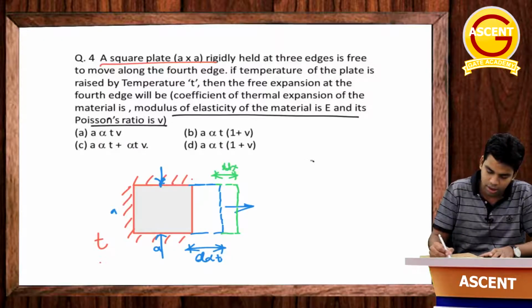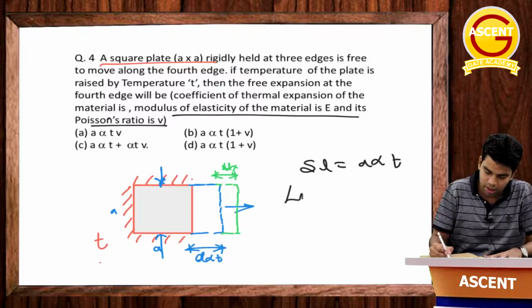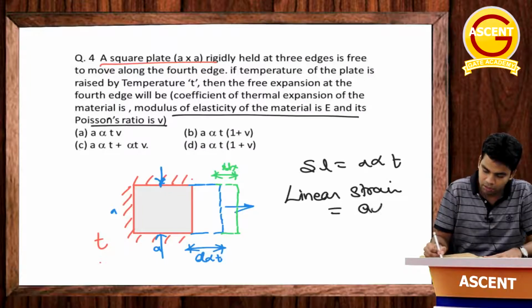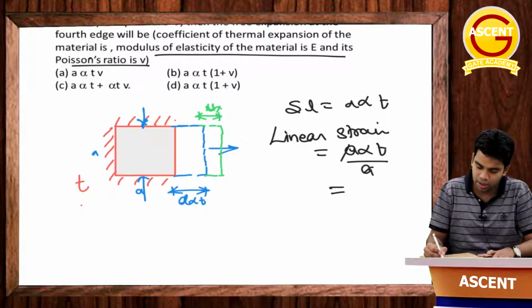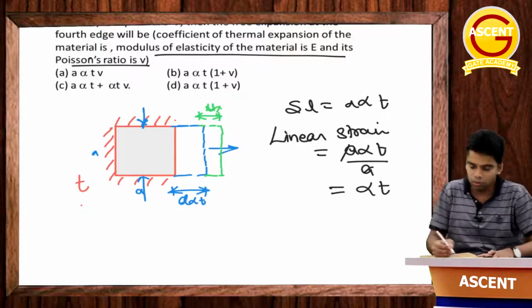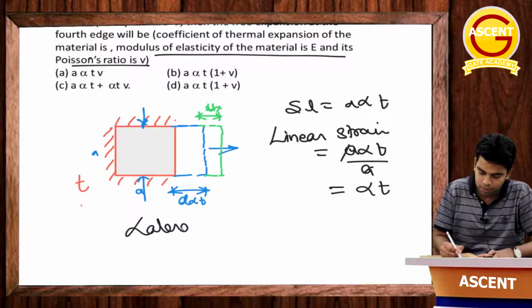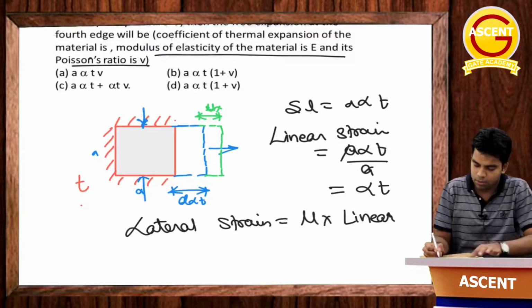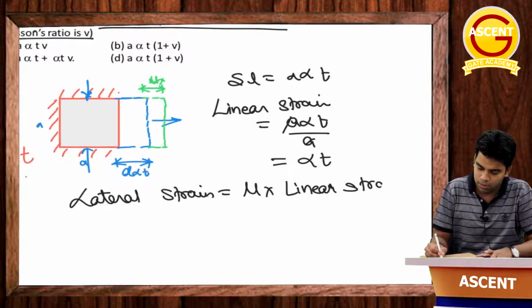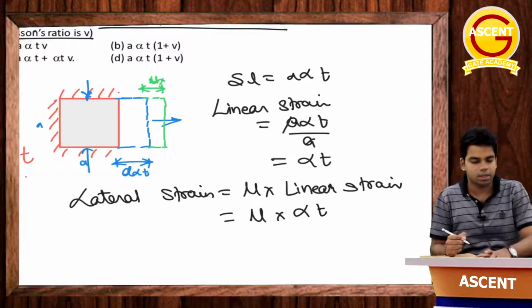First, del L is equal to A alpha t. So the linear strain will be A alpha t divided by A, the A will get cancelled out, and we get linear strain as alpha into t. This is linear strain. Now, what will be lateral strain? As we know, lateral strain is mu into linear strain, so it will be mu into alpha into t. Getting this? This is lateral strain.